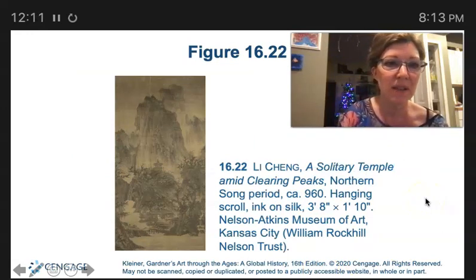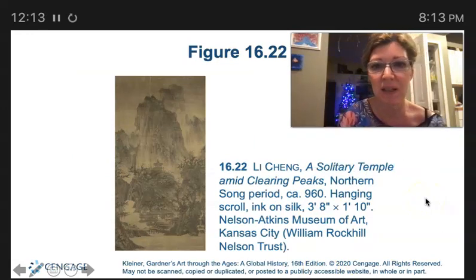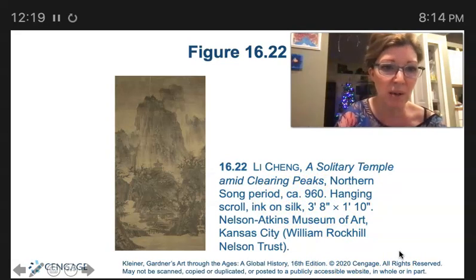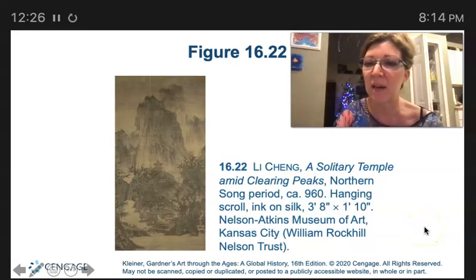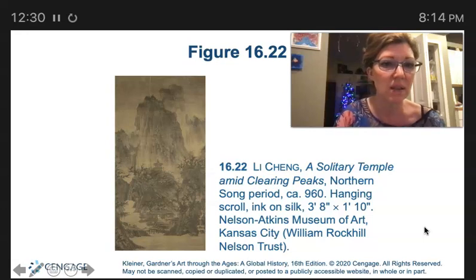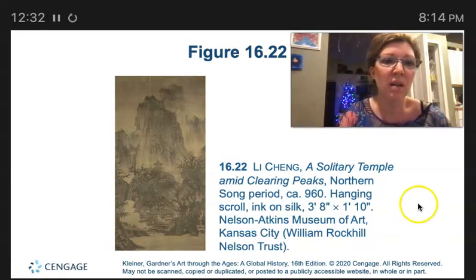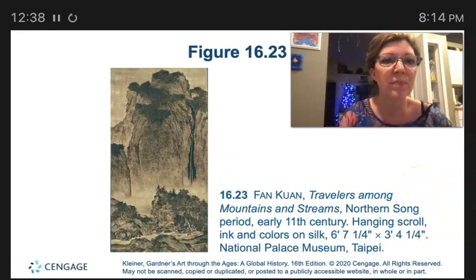A solitary temple amid clearing peaks. The Chan Buddhist beliefs that developed under the Song emperors, such as this Northern Song period artwork, held a great effect on the art of Japan. So, we're still in China, but remember, this is the type of artwork that had a great effect on the artists of Japan.